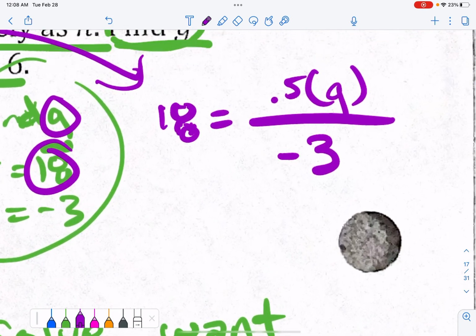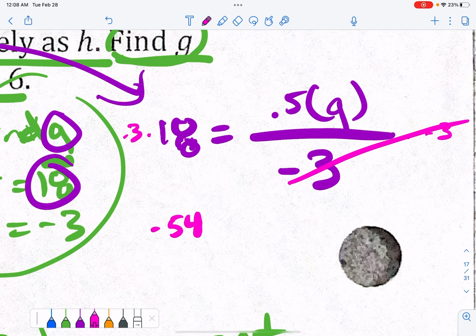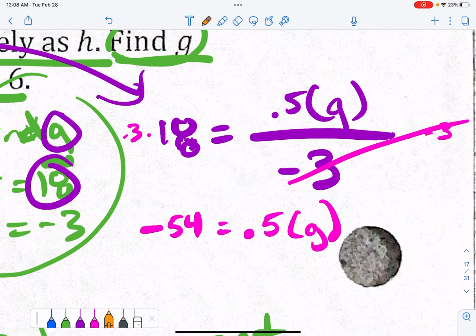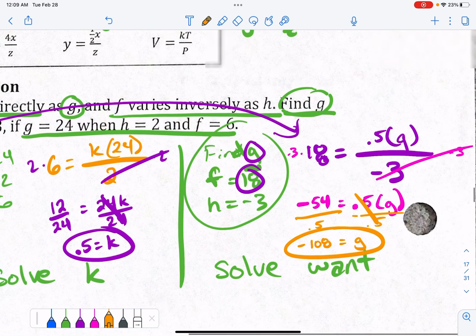Then we just have to unwind and solve for G. So I'm going to multiply by negative 3. 18 times negative 3 is negative 54. You check that and make sure that's right. I'm pretty sure it is. Then this is negative 54, this is 0.5G, and then we're going to divide by 0.5. If you take negative 54 divided by 0.5, it's negative 108, I believe. And that is what our G value is. So that's solving for what we want.